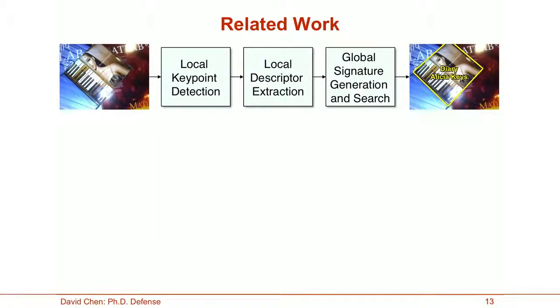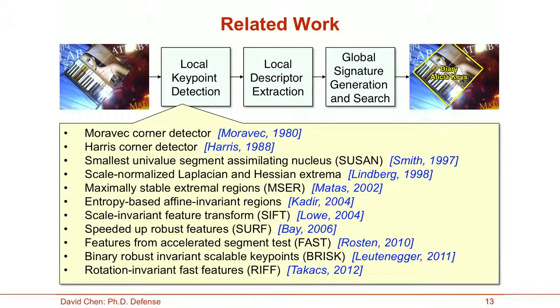In a visual search system, there are usually three main processing blocks: local key point detection, local descriptor extraction, and global signature generation and search. For key point detection, researchers have proposed many methods. Some of the earliest key point detectors were the Moravec, the Harris, and the Susan key point detectors. Subsequently, researchers developed multi-scale extensions such as MSCR, SIFT, and SURF. And more recently, there has been increased interest in building very fast detectors. Examples include the FAST, BRISK, and REVV detectors.